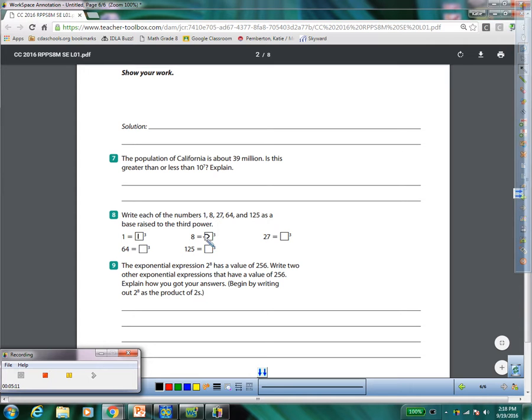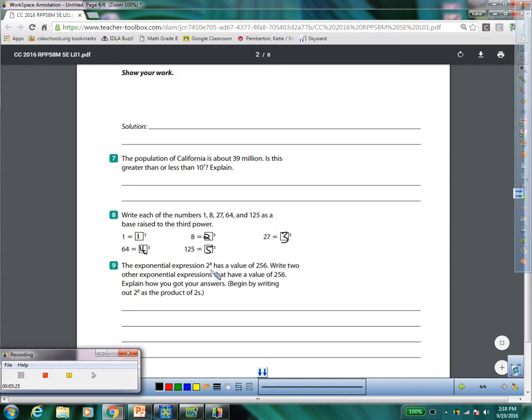2 would fill in here. 2 times 2 is 4, times another 2 gives you 8. You'd have a 3 here. What cubed gives you 64? 4 does. And the last one would be 5. These are known as perfect cubes.